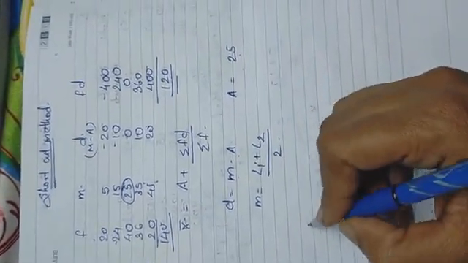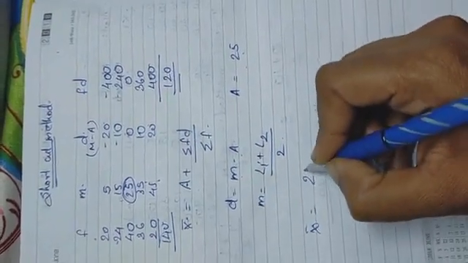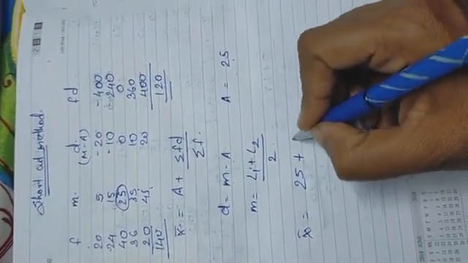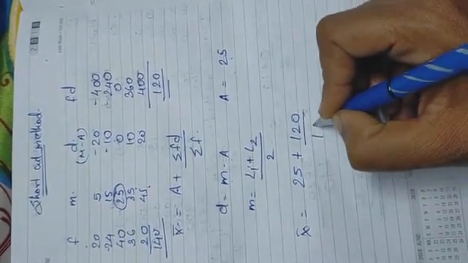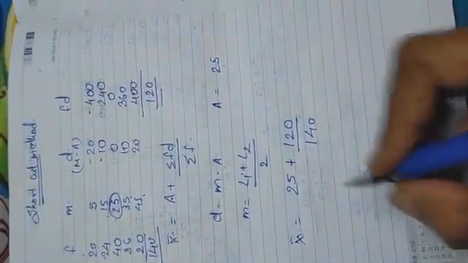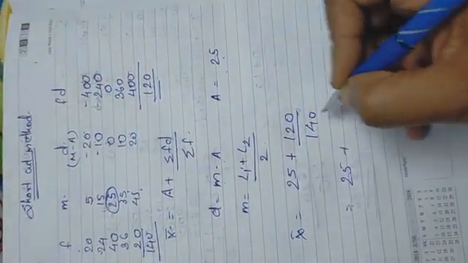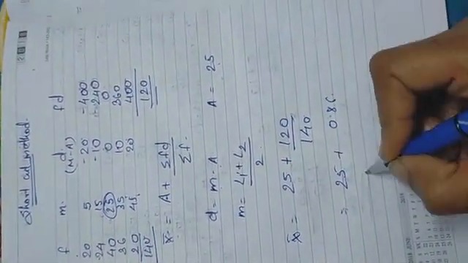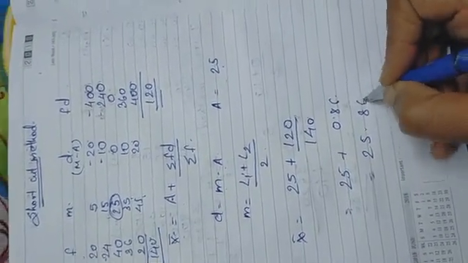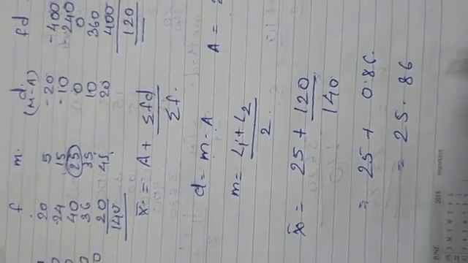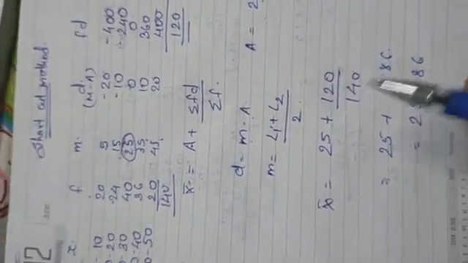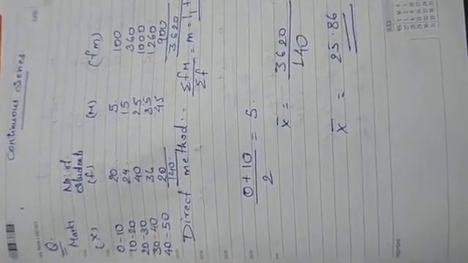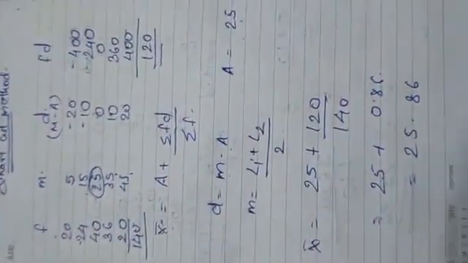So just put down the formula. Arithmetic mean, a we had assumed as 25, plus sigma fd is 120 upon sigma f is 140. Okay, so just divide it and add 25, you will be getting 0.86. Your answer will be 25.86. Okay, so here you can see in shortcut method you got 25.86, and in the direct method also you got 25.86. Okay, so any method you use you will be getting the same answer. Okay, now direct method finished, shortcut method finished, and now we will move to step deviation method.